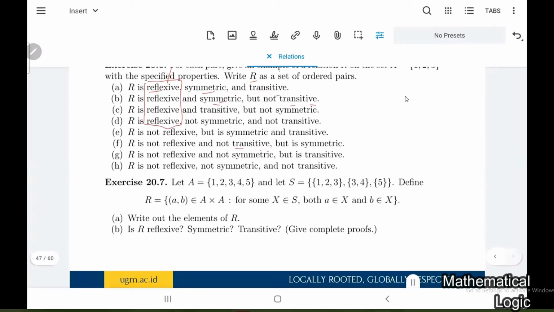Okay, no question. So the next one, anyone has finished number 20.7? Yeah, there is one of you who finished 4 numbers, right? So should be okay. Okay, so next, just discuss. So let A is this and S is this. So we define our relation A comma B is in A cross A. Yeah, of course, that's the definition. And then for some X in S, both A and X in there. Okay. So what is the element of R?